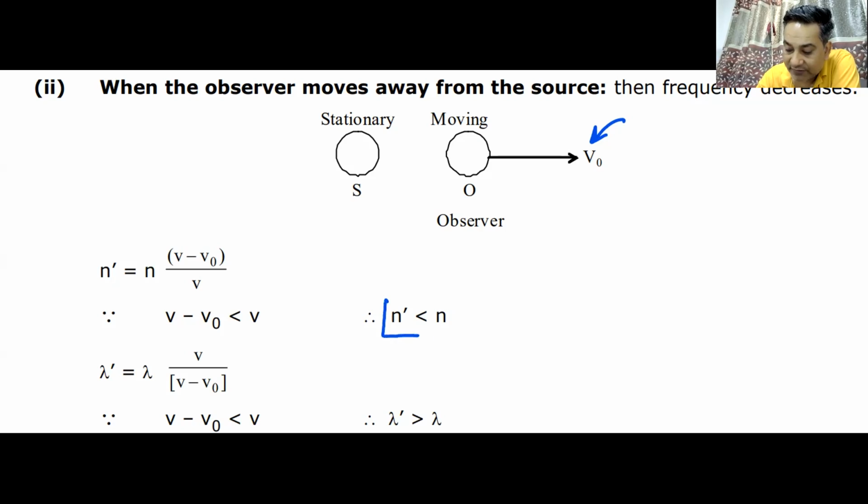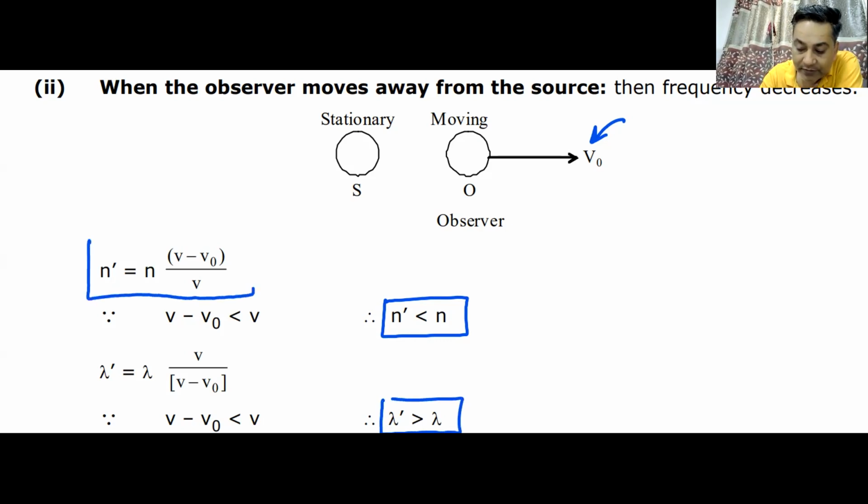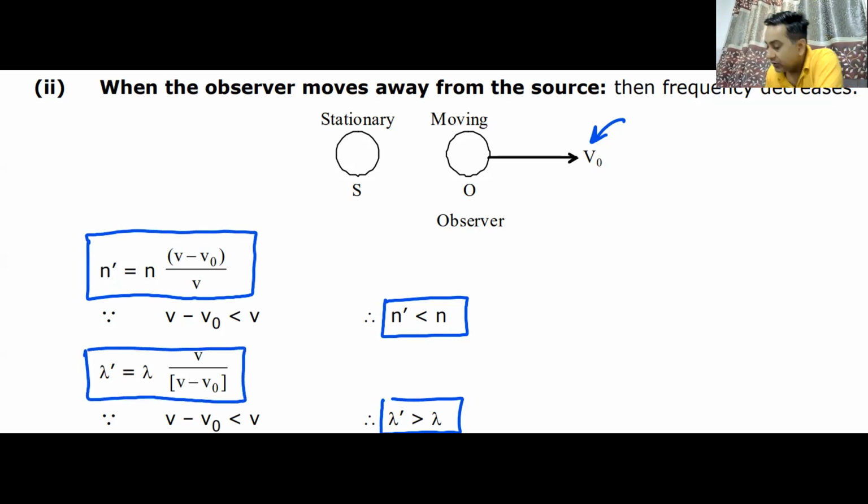In this case, the observed frequency will be less than the original frequency, but the wavelength will be more. The formula remains the same, but in place of V plus V naught, it now becomes V minus V naught, similar to the formula for wavelength. So the frequency is going to decrease and the wavelength will increase. I'll give you a minute to note this down.